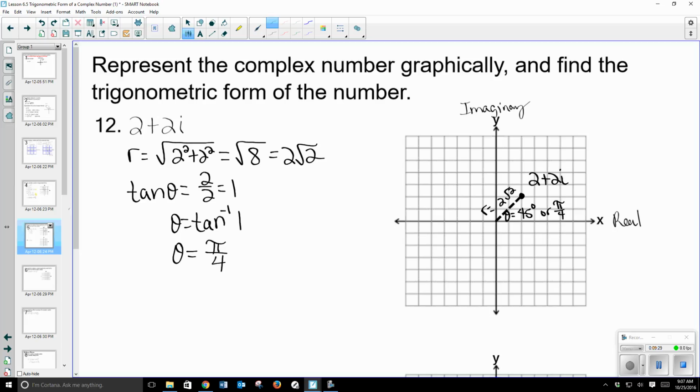That makes sense. So, your complex number written in trigonometric form would be 2 root 2 cosine pi over 4 plus i sine of pi over 4.